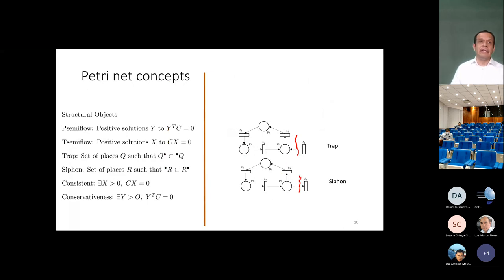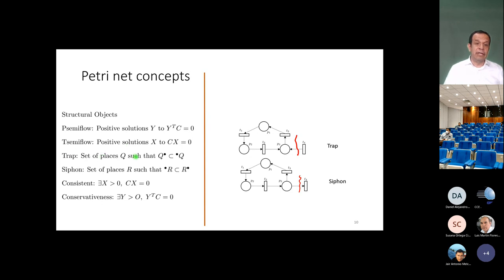Using only this Petri net layout or graph, we can define several structural objects. This is important because these structural objects can be computed in polynomial time, and they can be used to characterize many properties of the Petri nets, in this case, the property of diagnosability. A P-semiflow is a vector that belongs to the left kernel of the incidence matrix, and the entries of this vector are positive or zero. A T-semiflow is a vector that belongs to the right kernel of the incidence matrix, and also the entries of this vector are positive or zero.